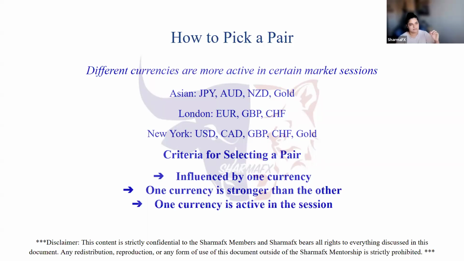So the easiest way: pick GBP JPY, pick Euro JPY, pick other currencies, even all JPY, whatever else, right? Pick other currencies where one currency is active in that session at a time, and one currency is stronger than the other. Use fundamentals, use economic data for that, and we're going to go over exactly how you're going to do that as well.